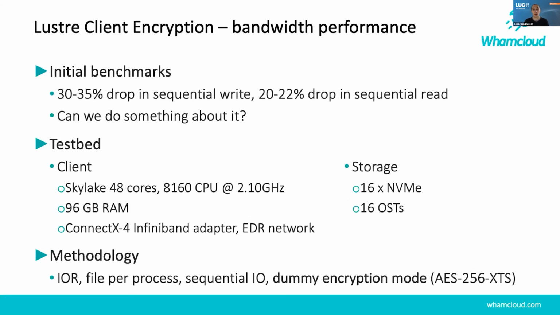Okay, now let's talk about performance. In our initial benchmarks, we saw a 30% performance drop in sequential write and a 20% performance drop in sequential read. But can we do something about it? In order to answer this question, we ran IOR benchmarks on the testbed described here. We are interested in file per process, sequential I/O, and want to measure bandwidth performance.